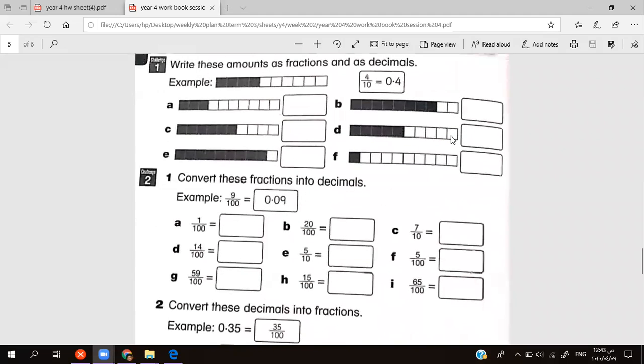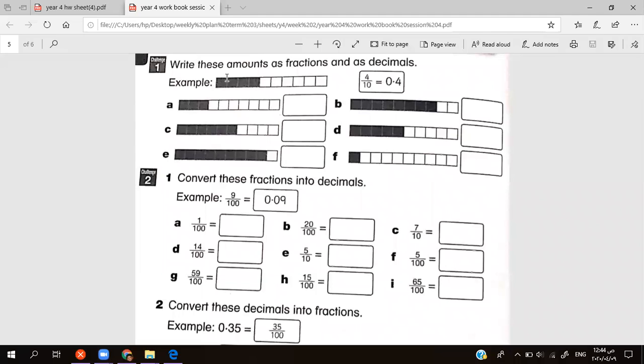Now please go to page 50. Okay. Now he's saying write these amounts as fractions and as decimals. So first I'll write it as a fraction, and then I'm going to turn it into a decimal. It's very easy to write it as a fraction. We already learned this the last time.